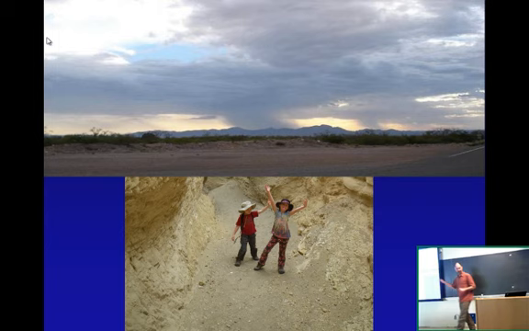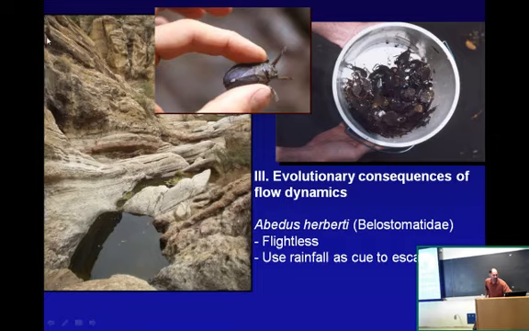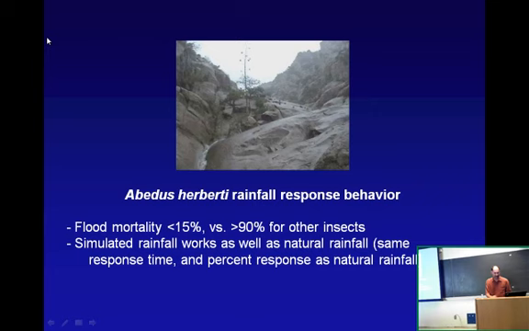So we're moving out of these large floodplain rivers, and we're up in more small, montane headwater streams that are populated by this animal. This is a giant water bug, Abedus herberti. And they're interesting because they're flightless, and we know that they use rainfall as their primary cue to escape flash floods. They essentially leave the stream once they're sufficiently convinced that a flood is going to occur. And rather than talk a lot about the behavior, I'll show you a short video right here.